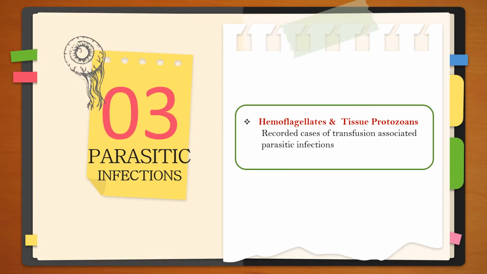Okay, number three is parasitic infections. Like I mentioned a while ago, parasitic infections in transfusion-related infections are mainly the hemoflagellates that thrive and have the blood as part of their life cycles. And of course, including tissue protozoans, since they are also mobile parasites that have the capability to migrate from tissues to the blood system and vice versa.